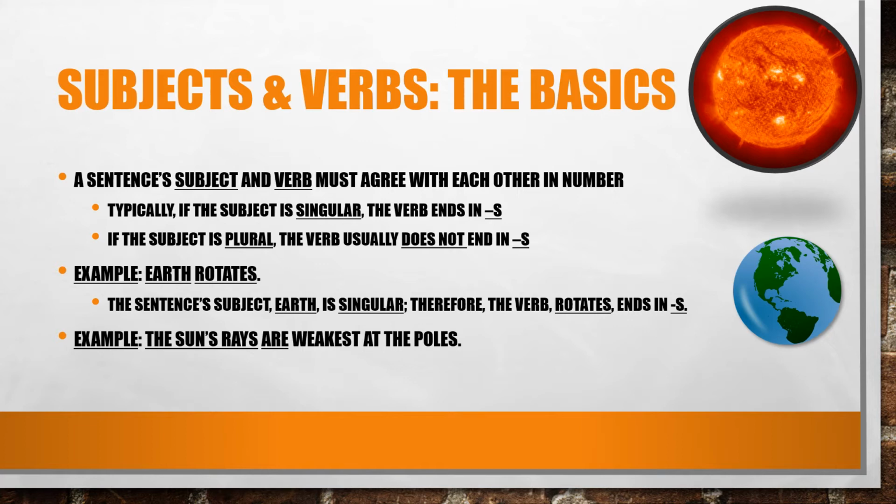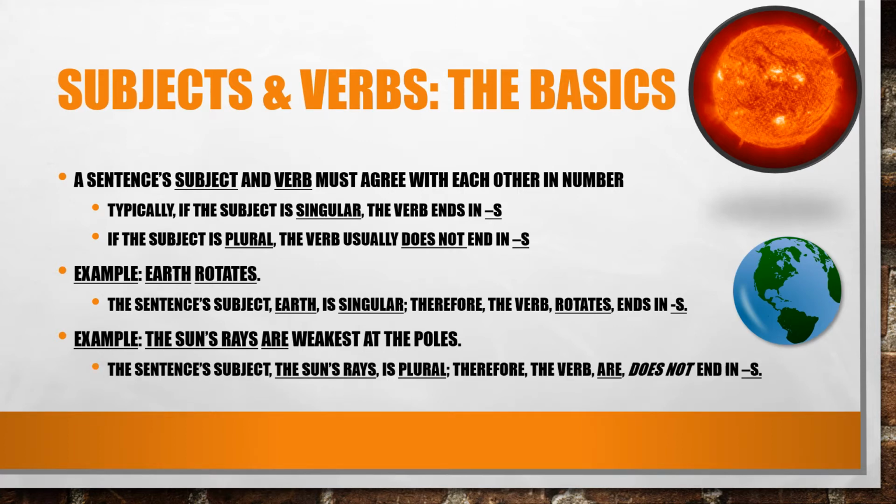So the sun's rays, okay, rays specifically here, if we're looking at the simple subject, remember, rays is plural. We're talking about more than one ray, and therefore if we have a plural subject, then the verb that comes after it, the existing verb, are, does not end in s. So in other words, you would say the sun's rays are weakest at the poles, and not the sun's rays is weakest at the poles. Again, it sounds a little bit weird if you say it the other way.